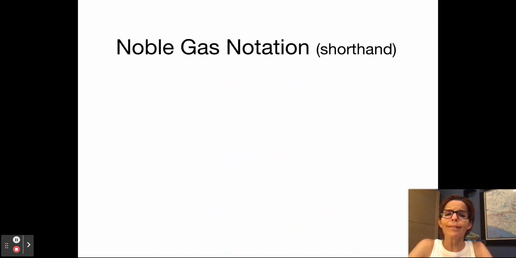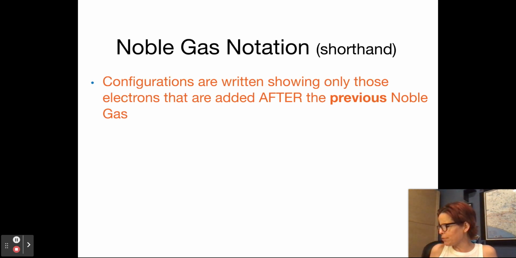Okay, so now let's try the shorthand. This is called noble gas notation, or just straight up shorthand. Noble gas notation allows us to take really difficult ones like francium and write them in just a couple of letters and numbers instead of some giant ridiculous set of numbers and letters. The configurations are written showing only those electrons that are added after the previous noble gas.